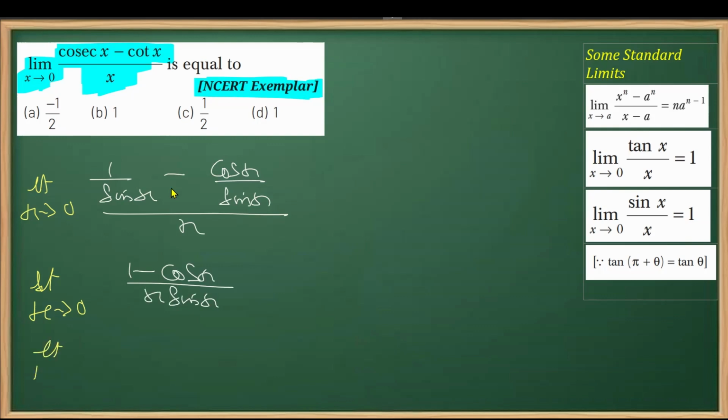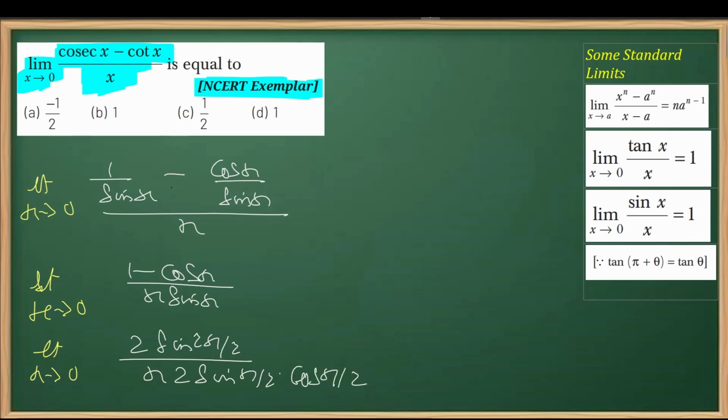Now we can apply the trigonometric identity. 1 minus cos x is 2 sine square x over 2, and sine x I can write as 2 sine x over 2 into cos x over 2. So we can see that the square gets cancelled, the 2 gets cancelled, and sine x over 2 gets cancelled.